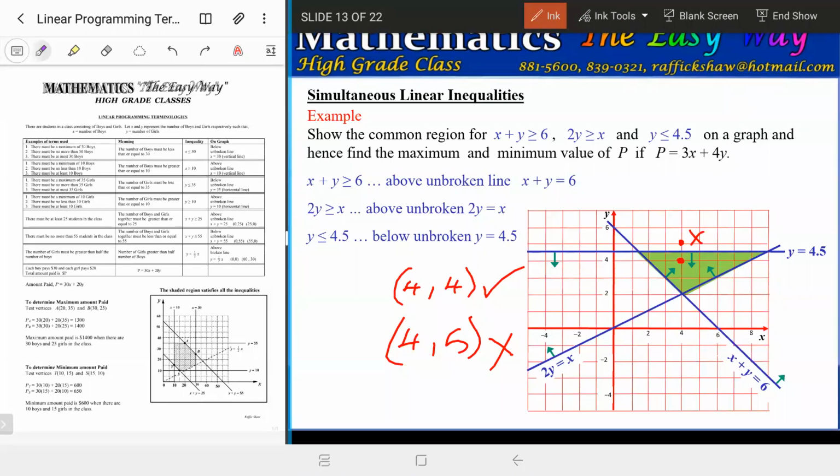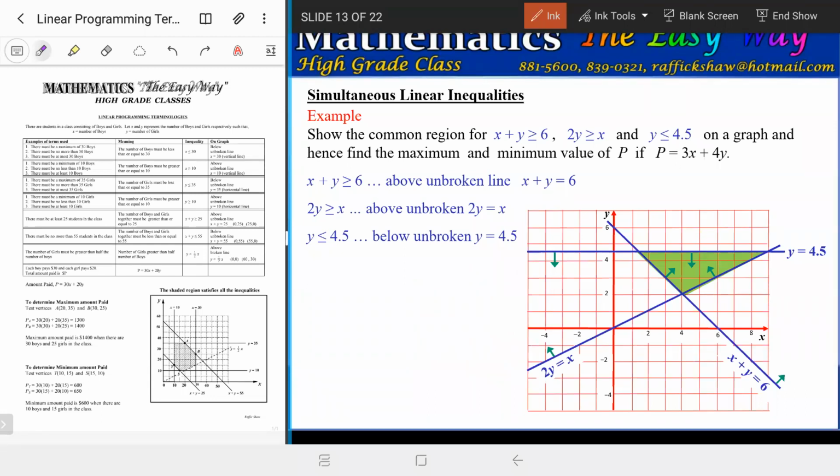This one is not valid. This one is valid. So only points inside the region are valid. Only points inside the region satisfy the three inequalities. All right, so they ask questions like that. All right, so that is that graph. I'm just using this one as an example now.